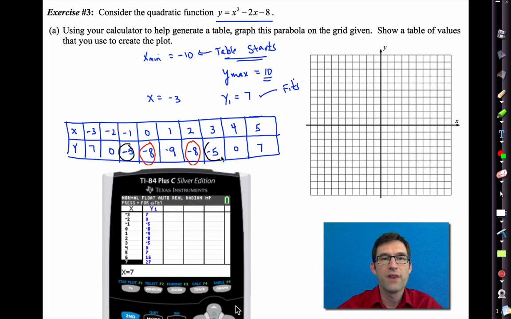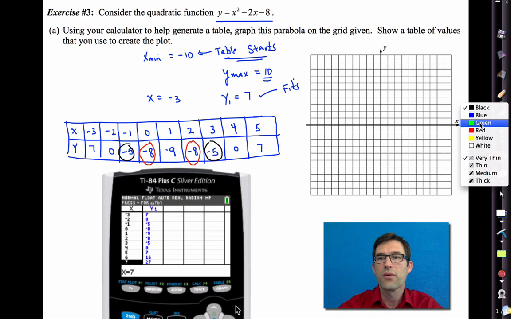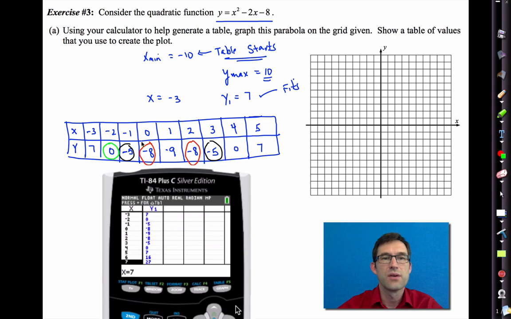-5, -5. How about another one? Green. 0, 0. Yeah, one more. We'll go to blue. 7, 7. Look at that, right? That's what's called symmetry, and it will always happen in a parabola.